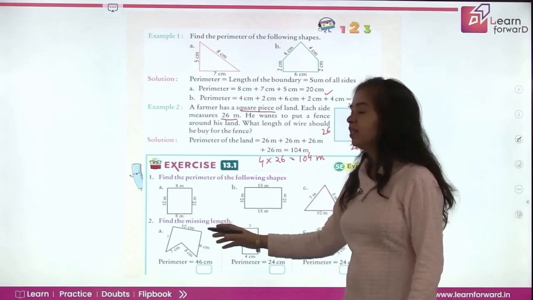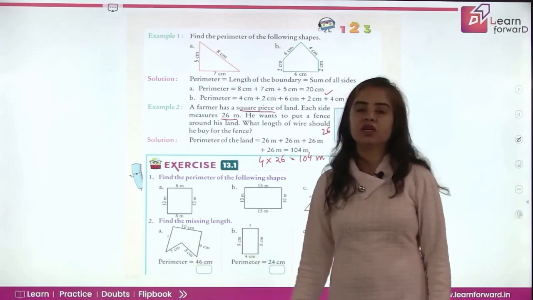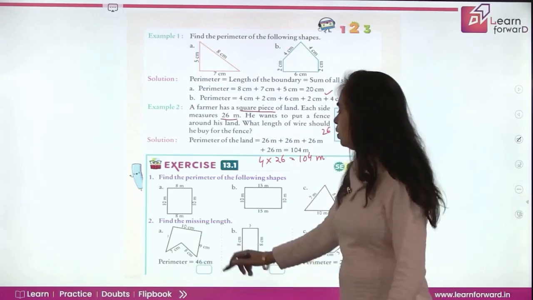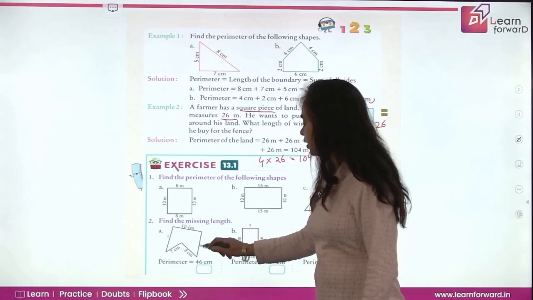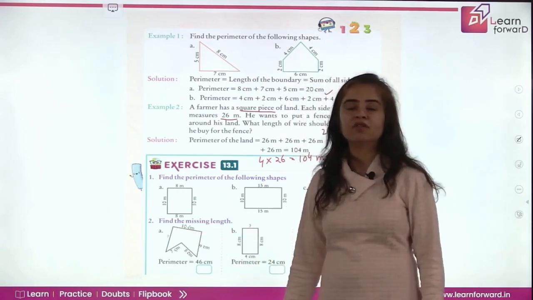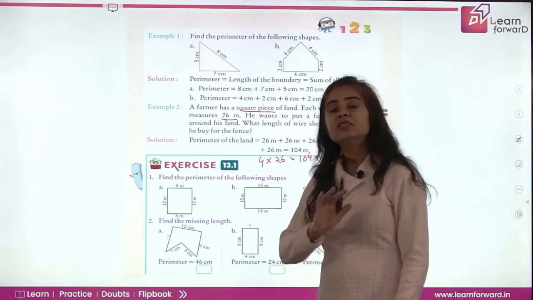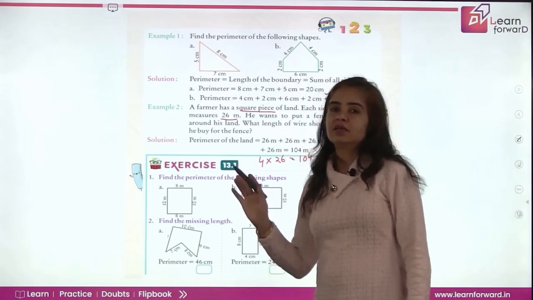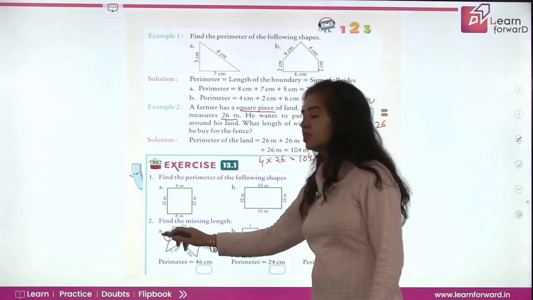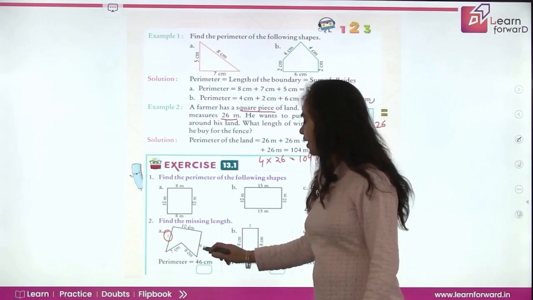Now here, find the missing length. How do you find the missing length? The perimeter 46 centimeter is given to you, and they have given you this side, this side, this side, this side. Only this one is left. So what can we do? Perimeter is the sum of all the lengths. But here one is missing. So what do you think you can do? We will add up all these.